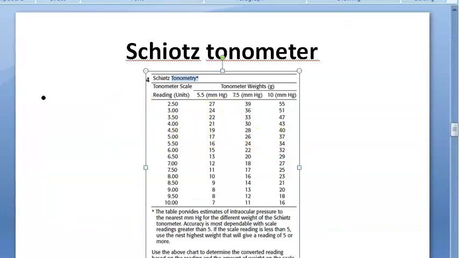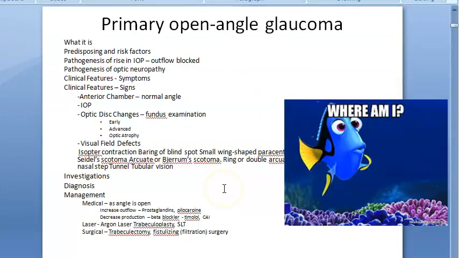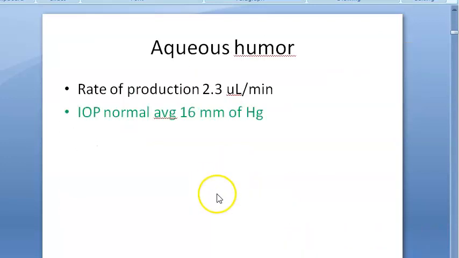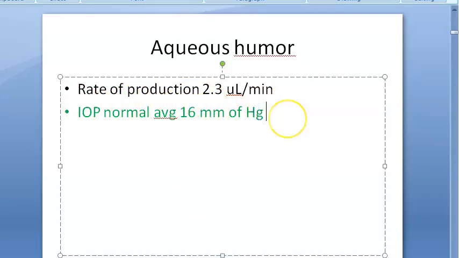So what reading will you get? What is the normal IOP? You have seen that in our glaucoma video, right? Normal average is around 10 millimeter of mercury. So our normal will be around 10 to 21, right? So what will be normal IOP? 10 to 21 millimeter of mercury, isn't it? And if it is greater than 22, it can become raised intraocular pressure.